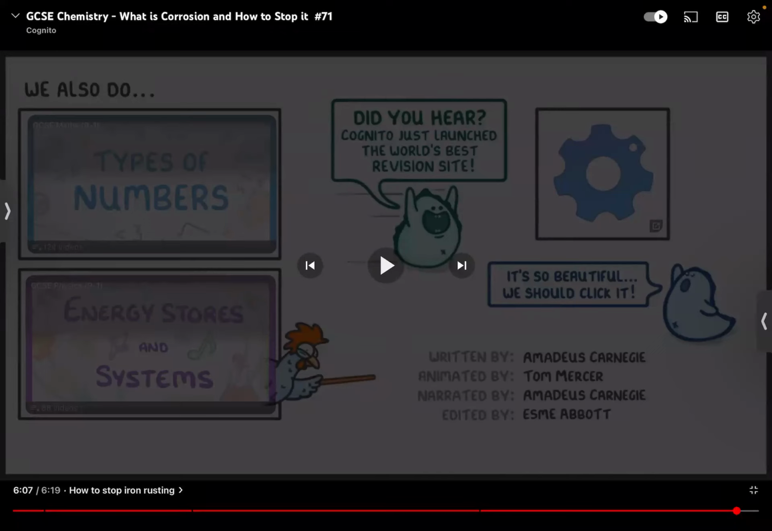Anubhav, tell me, what is galvanization? Ma'am, it is a process which protects the iron from rusting. How do you protect it? It is done by a zinc coating, which is a barrier method, and the underlying zinc will react with oxygen. That is a sacrificial method. Okay, very good.